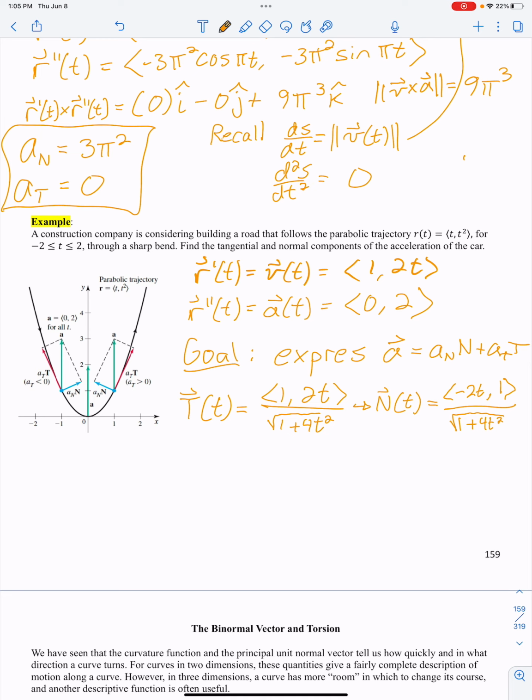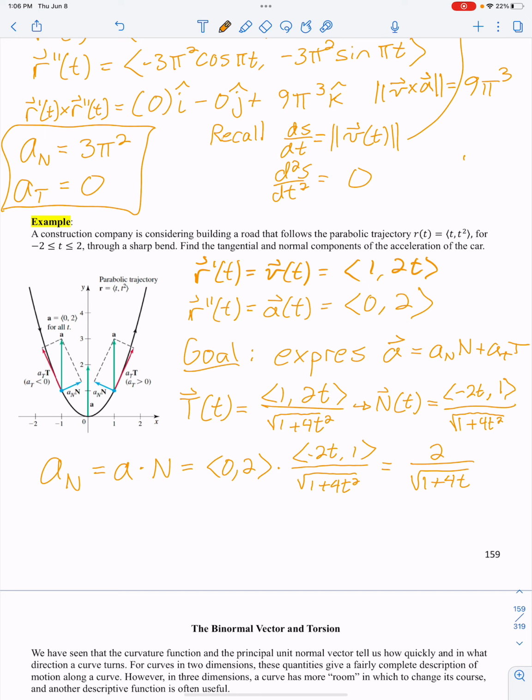Okay, so we have two ways to go about this. I'm going to do one way, and then we'll check it with the other. I would probably just take this first way every time. We know that a sub n is the acceleration dotted with the N vector, because it's how much of the acceleration is going in the N direction. Remember, the whole point of a sub n is the magnitude in the direction of N. So I use 0, 2 dotted with that vector. We get negative 2 over the square root of 1 plus 4t squared, but if I take this dot, the x components go away, so we get a nice pretty 2 over the square root of 1 plus 4t squared.